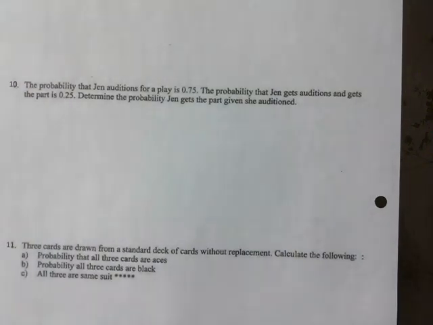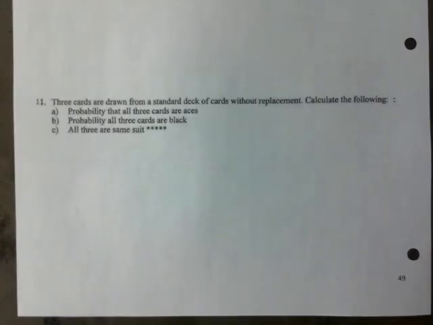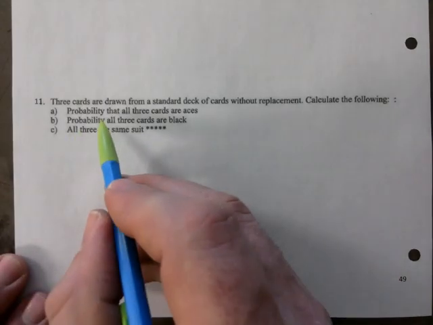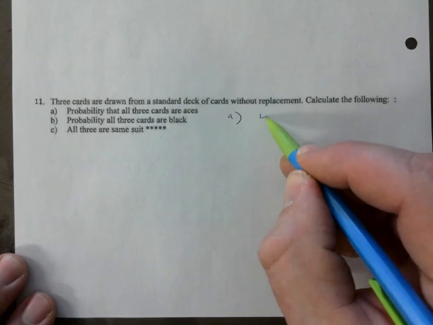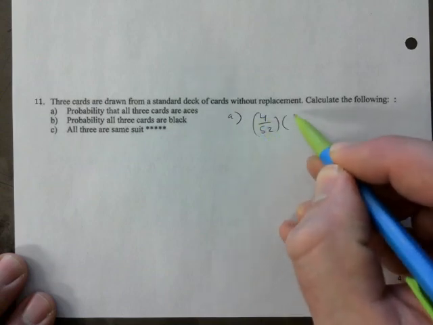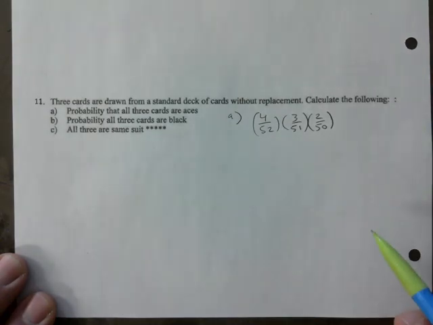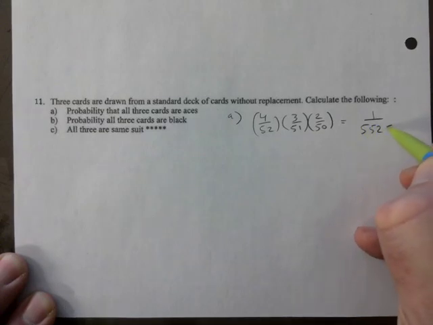Let's go to 49. I want to focus in on 11. So if I have time, I'll go to 10, but we'll go to 11 here. 3 cards are drawn. Calculate the following, right? Probably that all 3 cards are aces. I'm just going to set it up for you. There are 4 aces out of 52, 3 out of 51, 2 out of 50. Okay, so that's how you would solve that. And that ends up being, if you do this right, 1 over 5525 if you simplify that.